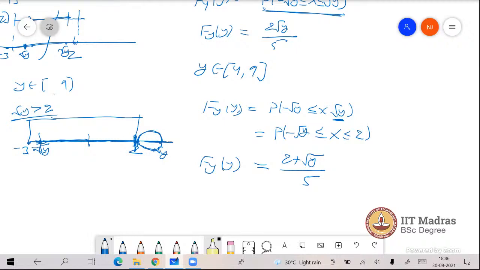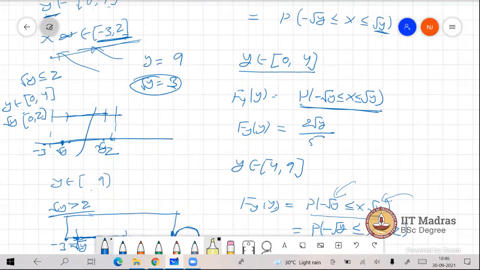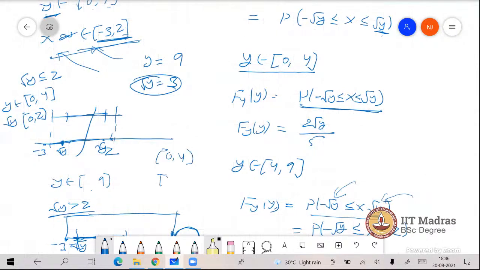So always you need to take care of these things. You need to check whether these points are coming inside the support of x or not, and change accordingly. Because in this case, what is happening? I divided y into 2 parts, where y is 0 to 4 and 4 to 9. In this part, I have no problem.